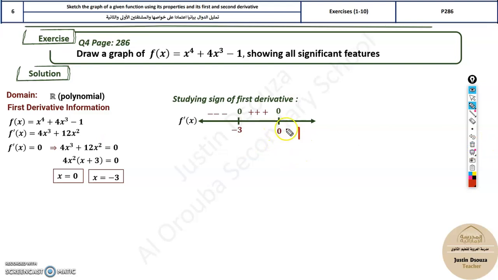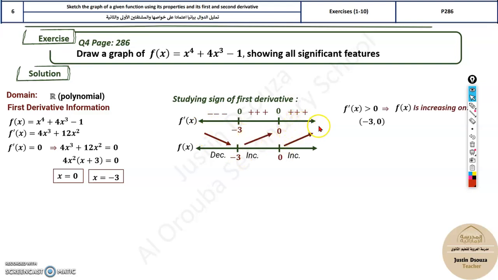The reason why I'm taking simple values is it's easy for you to calculate. If I take 1, I know it'll be 4 plus 12, so it'll be again plus over here. Otherwise, if you take say 10 or 20, it'll take time for you to calculate. Take simpler values, it's easier. Now, after this, you will come to know over here it's decreasing and then over here it's increasing. So we know the increasing function is from minus 3 to 0 and from 0 to infinity, whereas it's decreasing from minus infinity to minus 3.